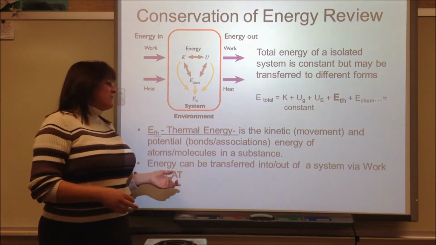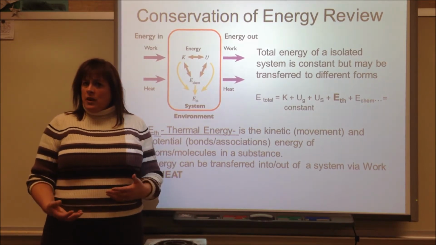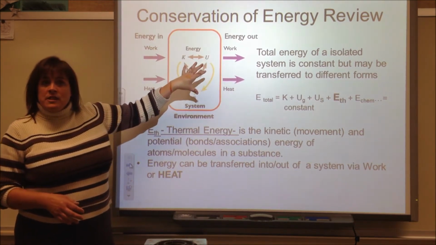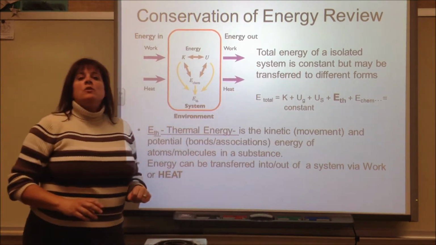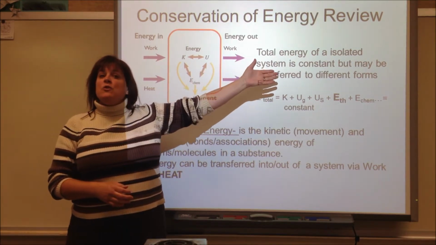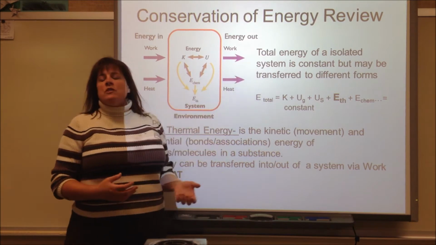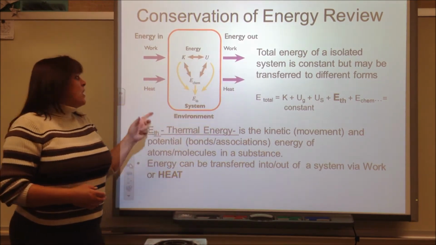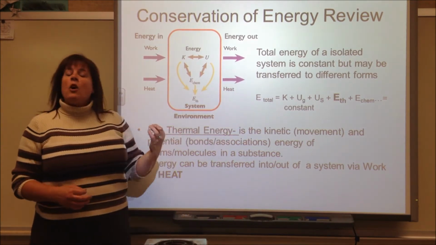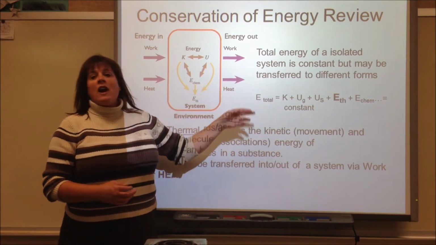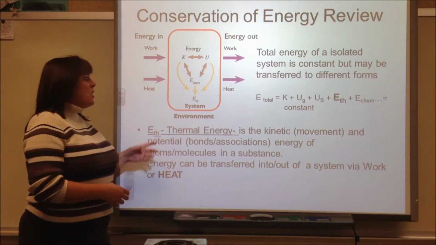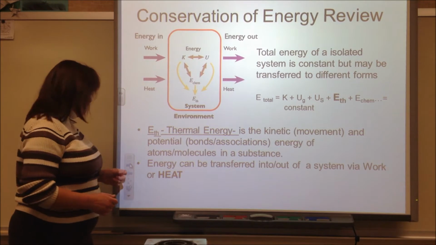Now, energy can be transferred into or out of a system via work or heat. Last semester we talked about how we could do work on a system and that would increase the energy, right? We apply a force to an object, we move it, and it changes its kinetic energy. Or a force could do negative work, like friction, and reduce the amount of mechanical energy in our system. We never talked about heat, although it was on our diagram that we looked at last semester. But heat can also transfer energy into or out of a system.